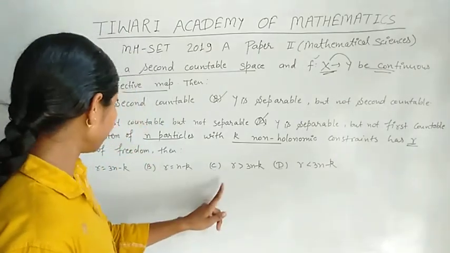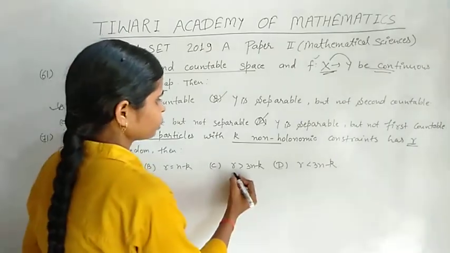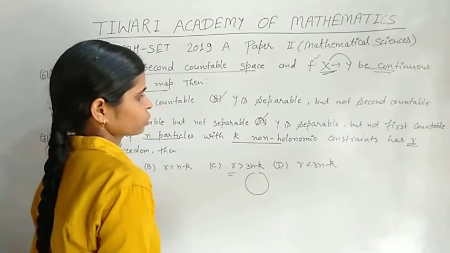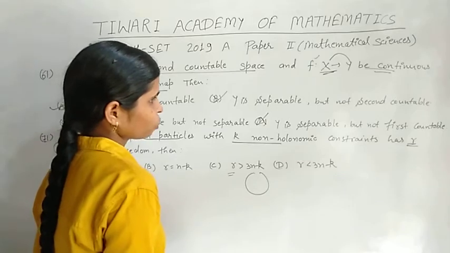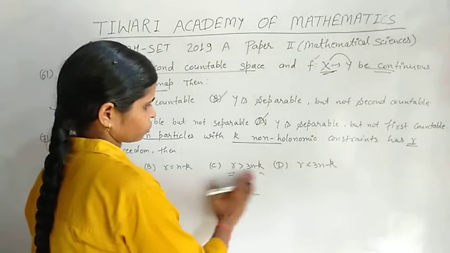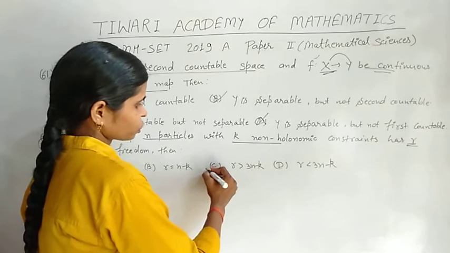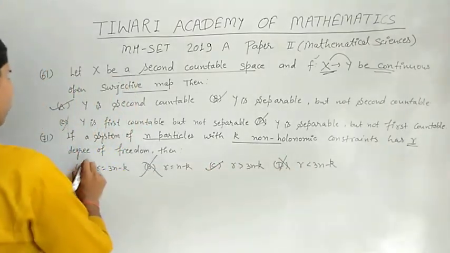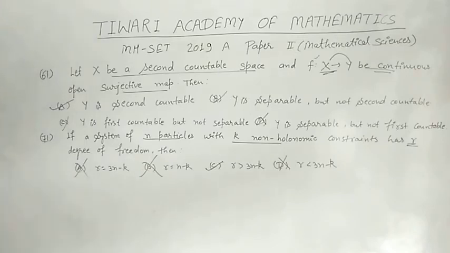Here the degree of freedom is greater than 3 times the number of particles minus the non-holonomic constraints. So option C is the true option; options D, B and A are wrong options. Next we move on to questions number 72 and 73.